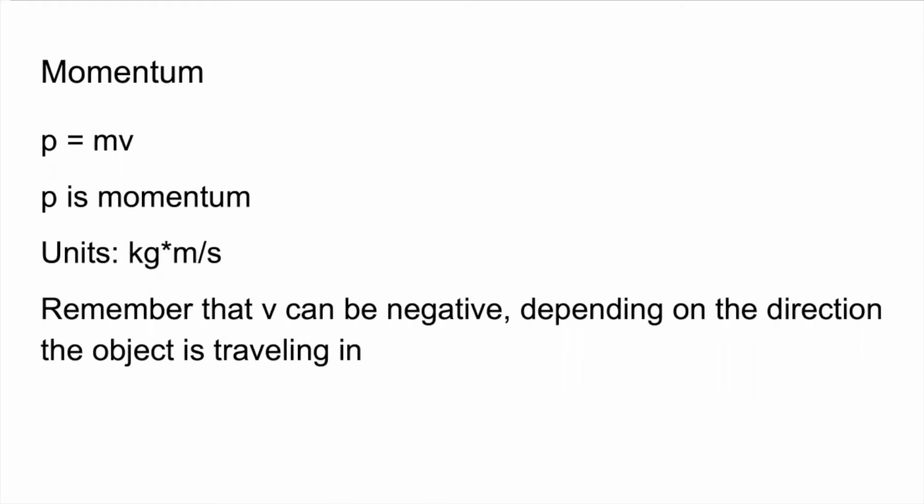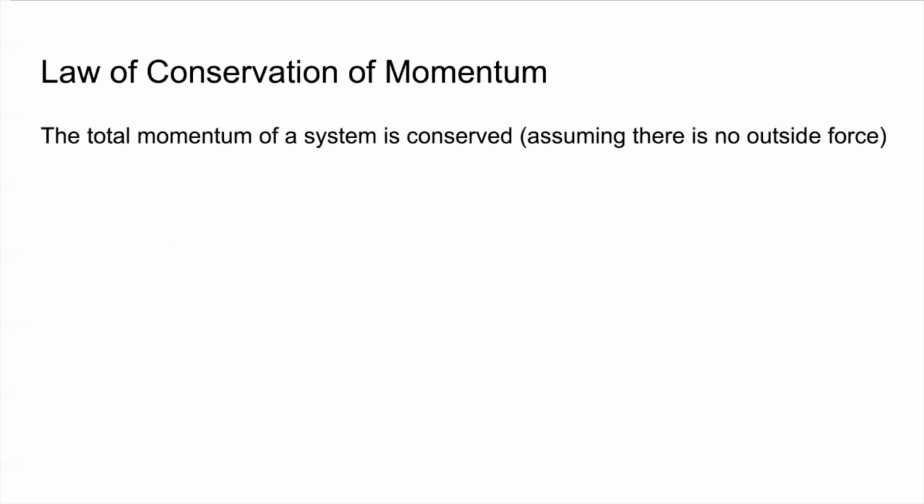And remember that you have to designate a direction to be positive. And if an object is traveling in the opposite direction, then the velocity is negative. So that means that the momentum is also negative. So momentum is useful because of the law of conservation of momentum, which states that the total momentum of a system is conserved as long as there is no outside force.